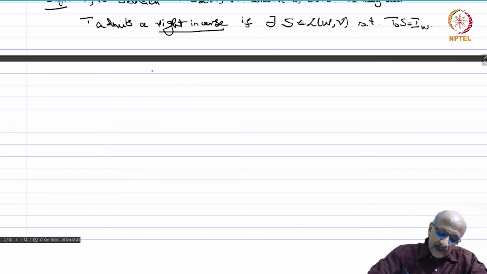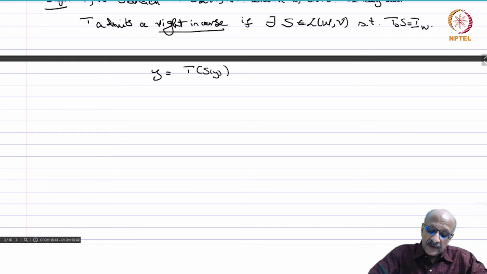So what does it mean? Any y will be equal to T of S of y. And therefore every y will be T of something. So necessarily if you have a right inverse, the mapping has to be surjective. Now we are going to characterize mappings which have right inverses.